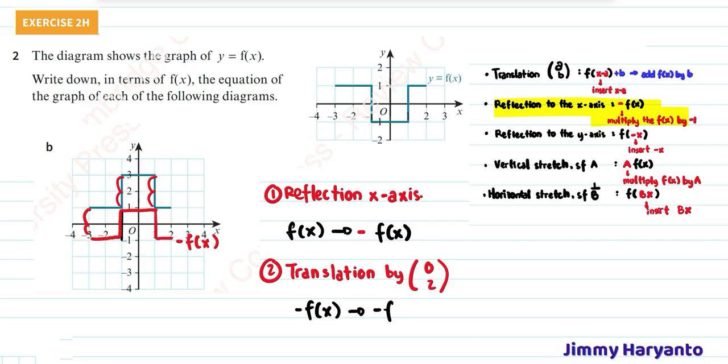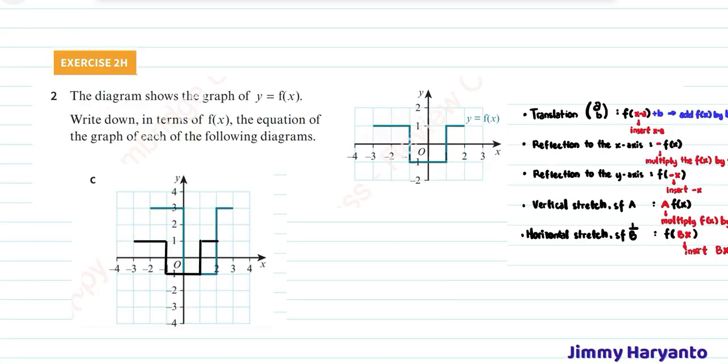So for this one, you have negative f(x) before because we translate it by 2 units up, means you only have to add 2. Yeah, according to this formula. Okay, that is 2b. Next is 2c. For 2c, the original is the black one and the target is the blue.